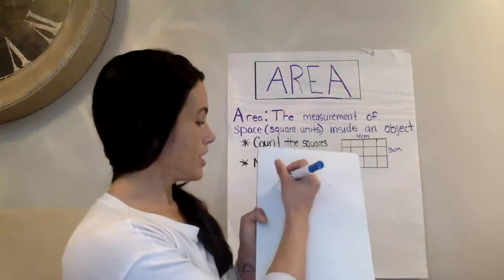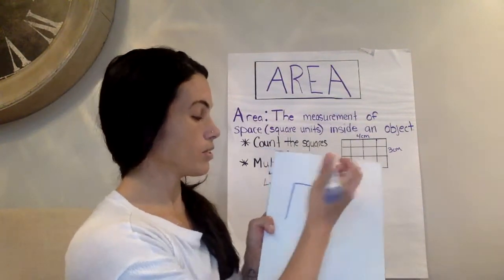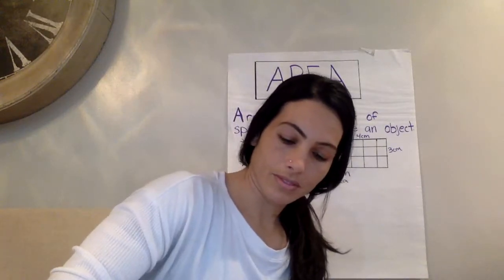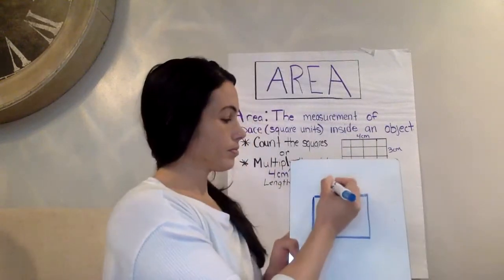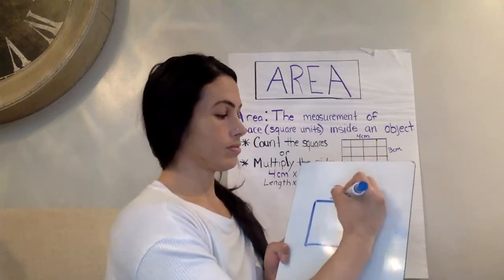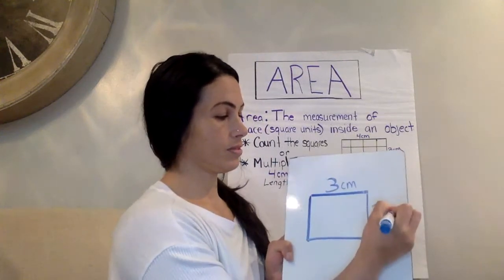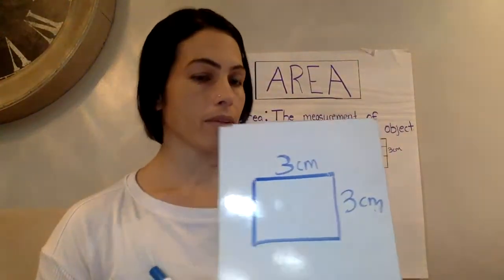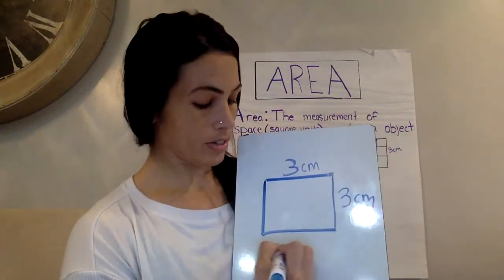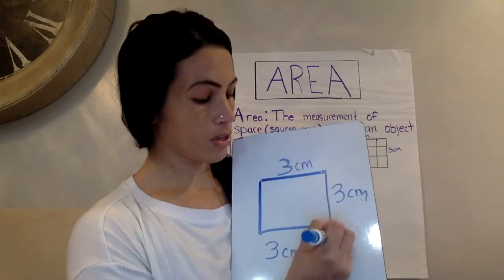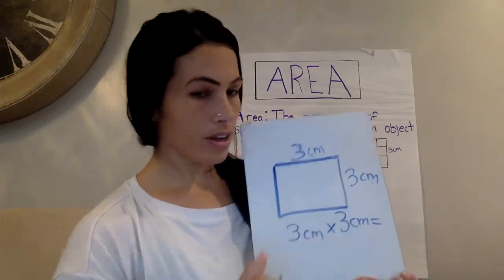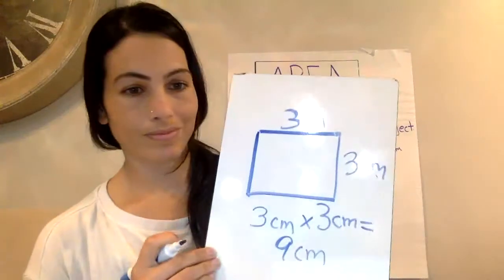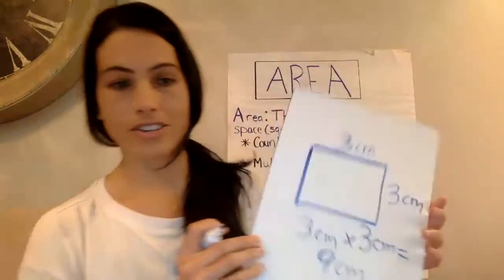The next strategy, if you don't want to use the squares, it's definitely hard. Is to multiply length times width. So 3 centimeters times 3 centimeters equals 9 centimeters. That's the second strategy.